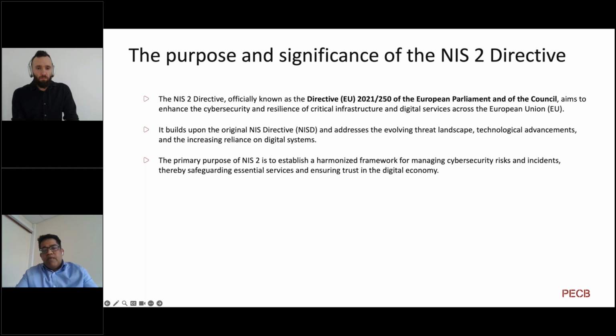So again, the primary principle of NIS2 is to establish a harmonized framework for managing cybersecurity risk and incidents, thereby safeguarding essential services and ensuring trust in the digital economy, right? If we can go to the next one, Chris, please.